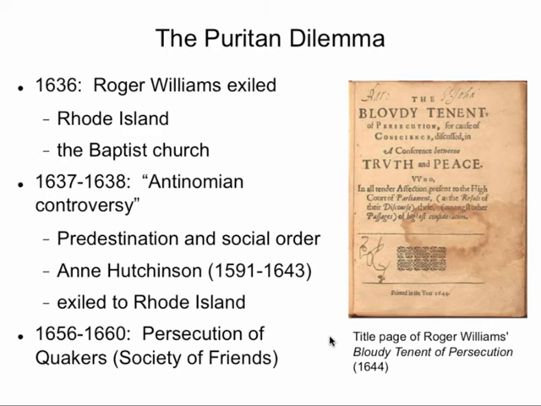Historians call this the Puritan dilemma. The fact that the Puritans wanted religious freedom for themselves, but refused to offer the same consideration to other people. It's a very ironic thing about these Puritan colonies. And so you see that if you were a dissenter, someone who went against the dominant beliefs in these Puritan colonies, life could be very difficult for you.